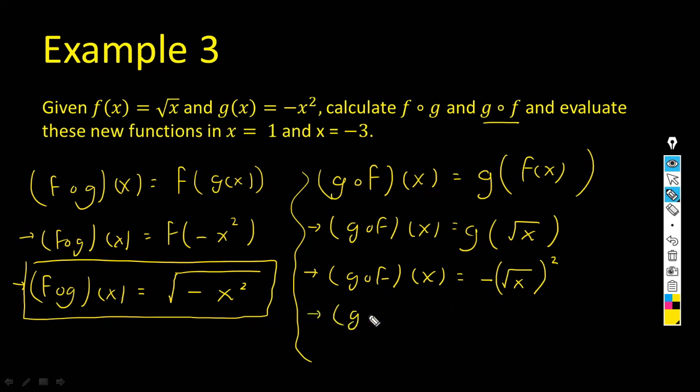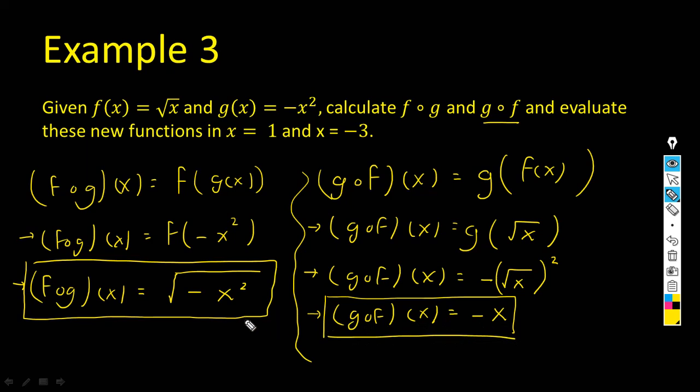And I can simplify this a little more, right? Because this is the negative of the square root of a number squared. But remember, the square is only being applied to this value, to the root, not to the sign. So this is going to be the same as minus the square of a square root, which is the number itself, right? The radicand. So this is minus x. So we're done. G circle f of x is equal to minus x.